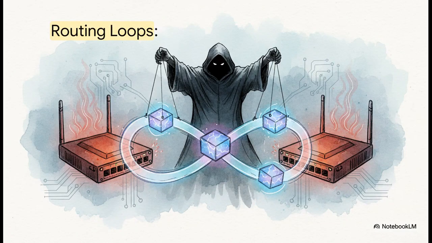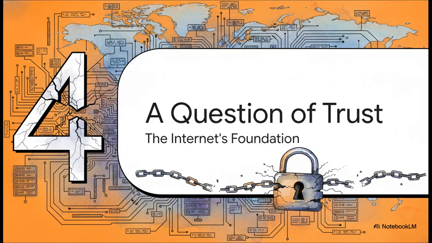And finally, routing loops. They can actually trap data packets in an endless loop between two routers, consuming network resources until the packets eventually just time out and get dropped. It's pure digital sabotage. This vulnerability reveals a lot more than just a technical curiosity. It exposes a really fundamental assumption about the internet's architecture, and it forces us to ask a much bigger question about the systems we rely on every single day.